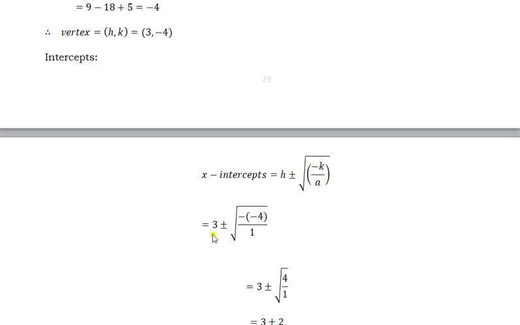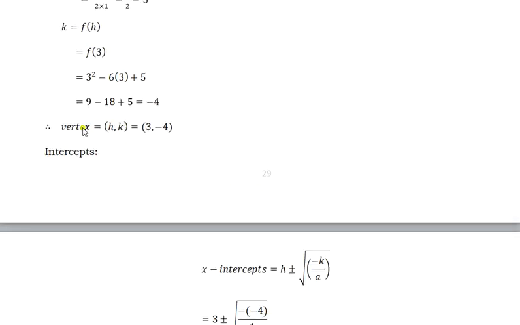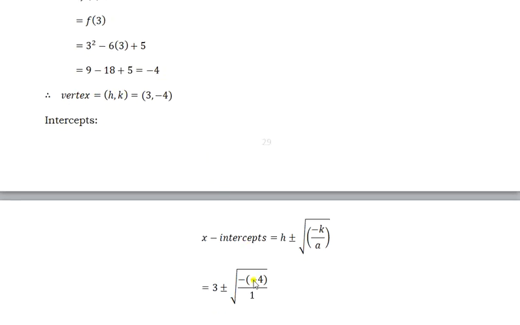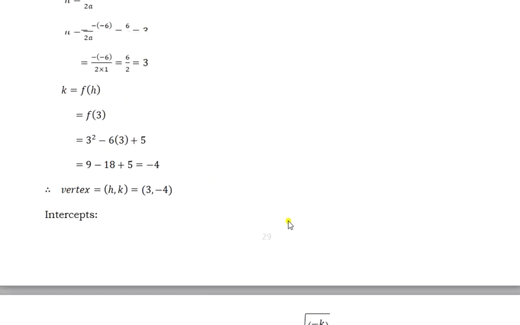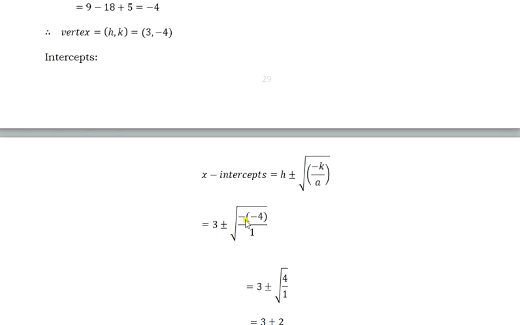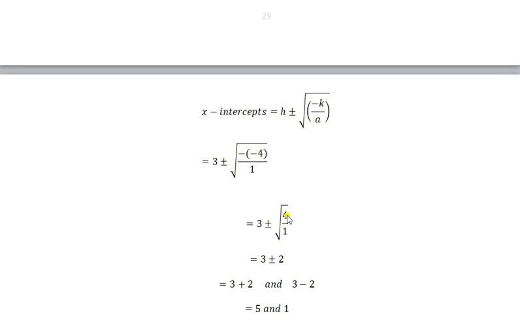So what is h? 3 plus or minus square root of minus k. What is k? Minus 4, because we already have the value of k, minus 4. So I put minus 4 here, divided by a. The value of a is 1. So just put the values here. Now minus into minus becomes plus. Plus 4 divided by 1. 4 divided by 1 is 4. And the square root of 4 is 2. So we have 3 plus or minus 2.